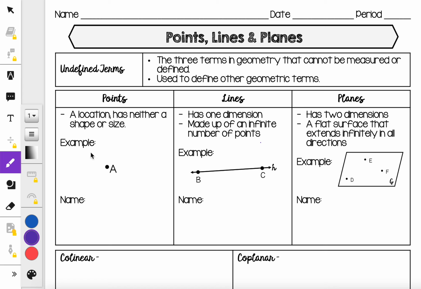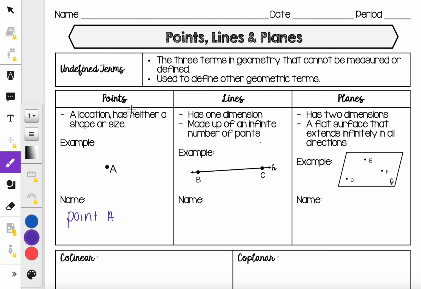A point is just a single location. It doesn't have a shape or a size. It is just represented in a geometry diagram as a point, and then it will have a letter next to it, which is how we name that point. So it is just a single location. It doesn't have a shape or size. We can't measure that point. You're really just thinking of this as a single location. So if I wanted to name or refer to this specific point, I would call it point A. You're just naming it using that capital letter.